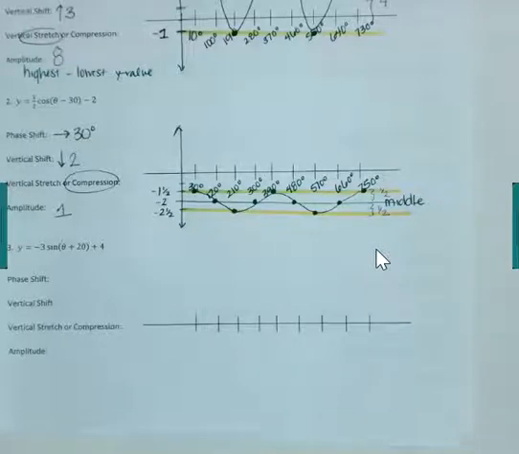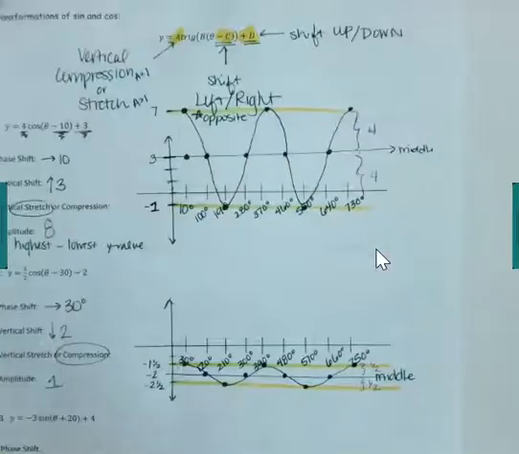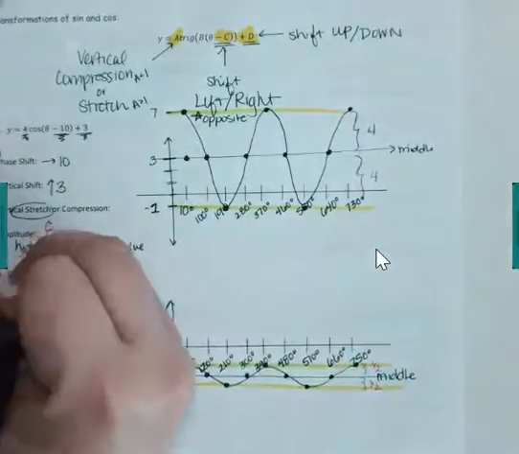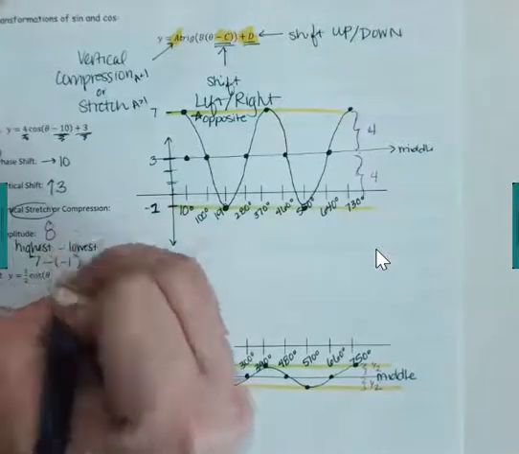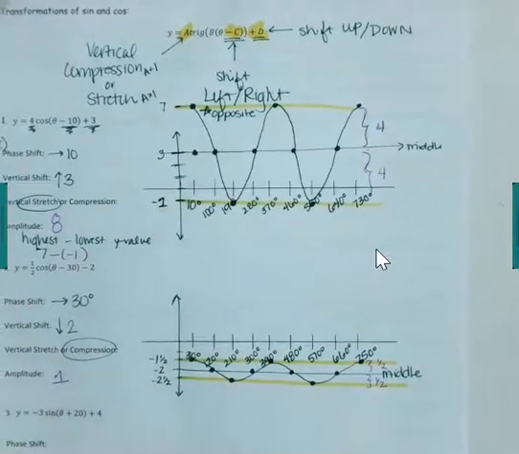Here's why. If I do 7 minus negative 1, think about what happens. Negative 1 turns into a plus, and that's where the 8 comes from. So if you want to do top minus bottom, you can, but just remember that 7 minus negative 1 actually gives me a plus and still gives me 8. So you can do it either way, it doesn't matter.